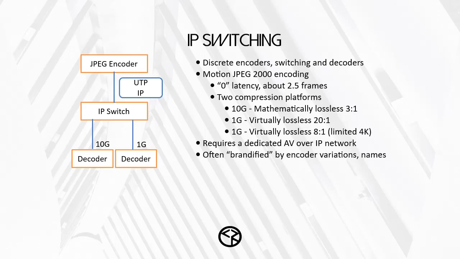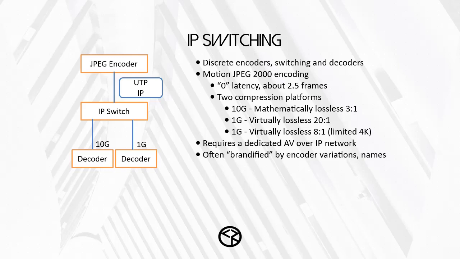IP switching systems are designed to be the IP equivalent of HDBaseT. In this case, we separate the switch out, use a standard conventional IP switch in the center with encoders at the start and decoders on the other side. This way you can have any kind of combination of encoders or decoders, inputs and outputs within the system, and you can easily add to and extend the system at a later date.